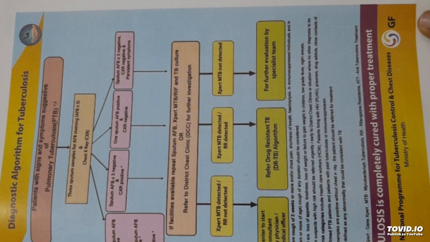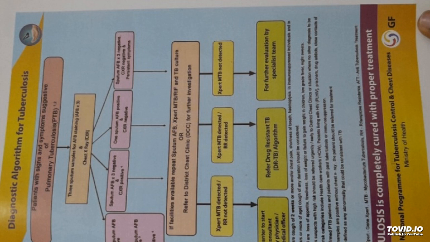So treating TB, there are 4 drugs for 2 months and 2 drugs for 4 months. The 4 drugs are rifampicin, isoniazid, pyrazinamide, and ethambutol. They have this HRZE, and HR, 2 HRZE and 4 HR. But I like RIPE and RI.